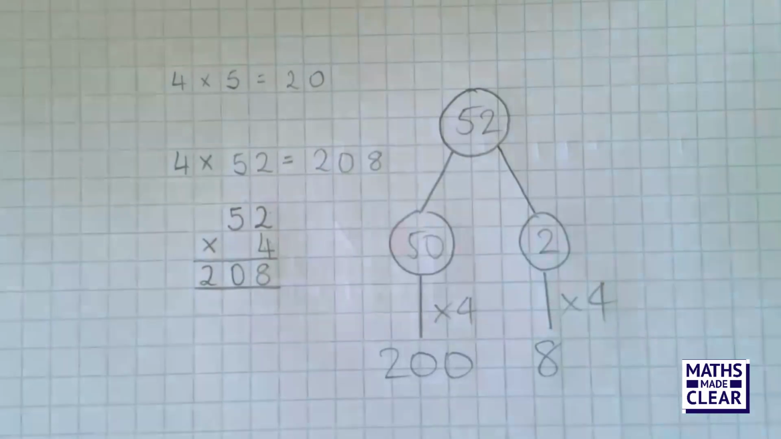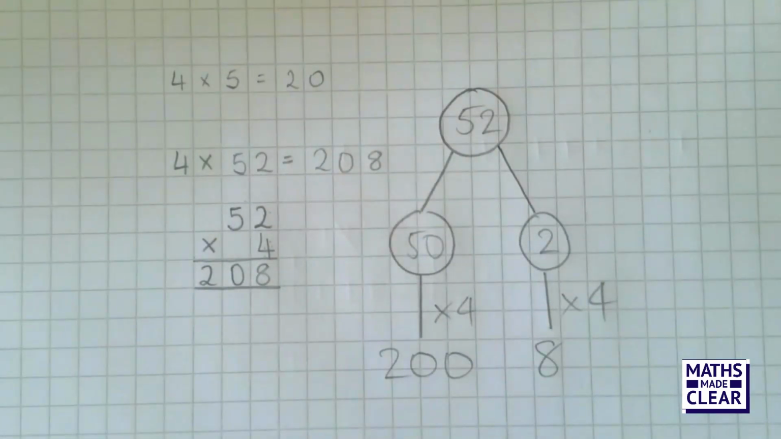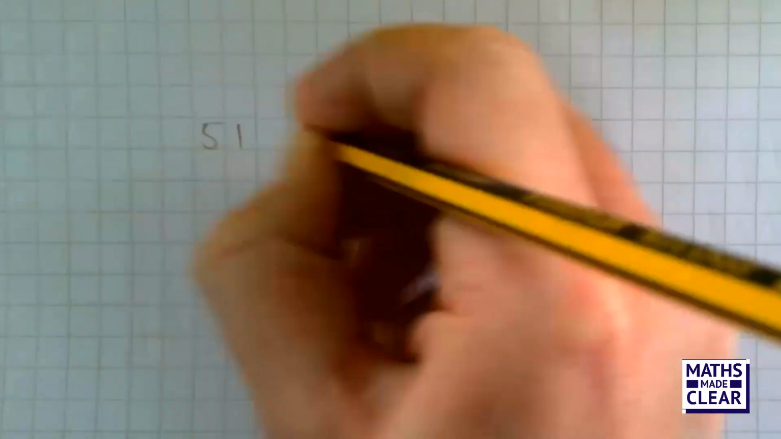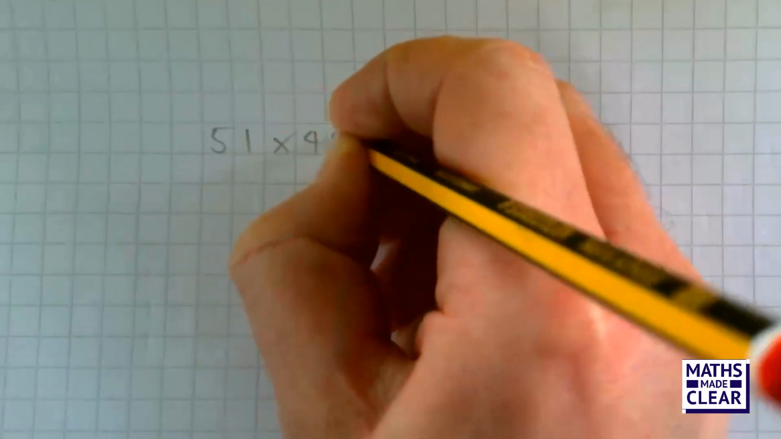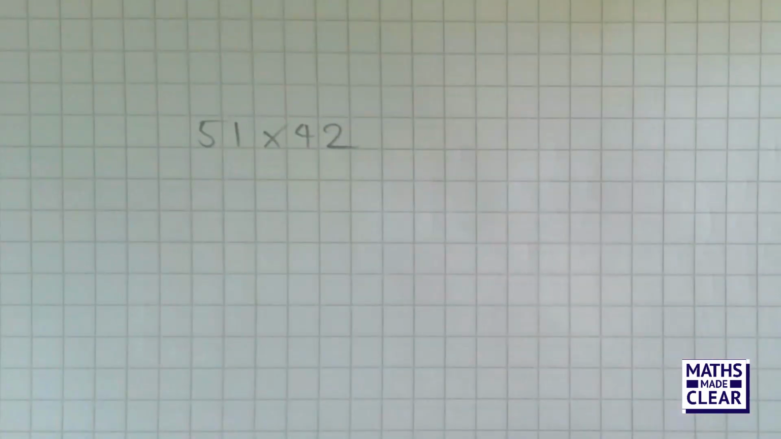So then as we get further up the school, we look at something called long multiplication. And this is for multiplying bigger numbers together. So in this case, we have 51 times 42. Now, if we think about partitioning, which is what we talked about earlier, what we're looking to do is partition each of the numbers and multiply them each in turn.